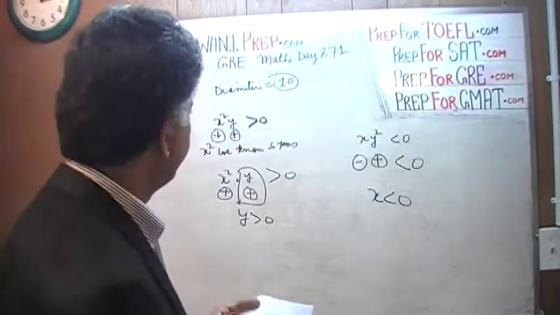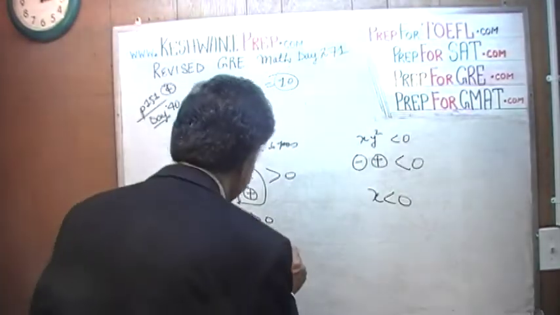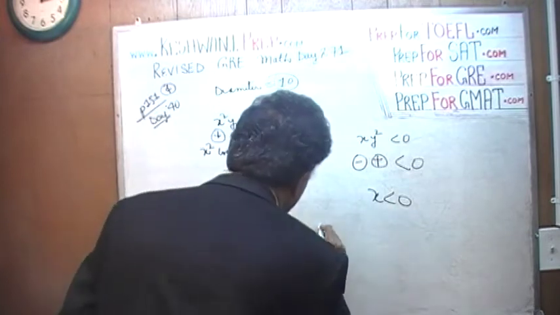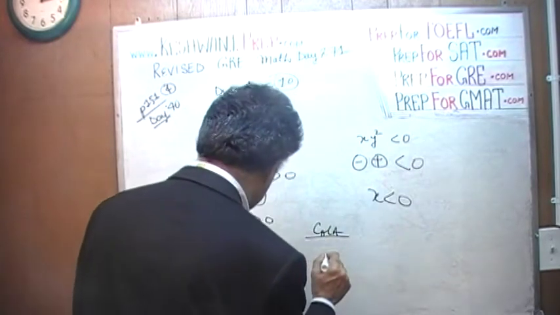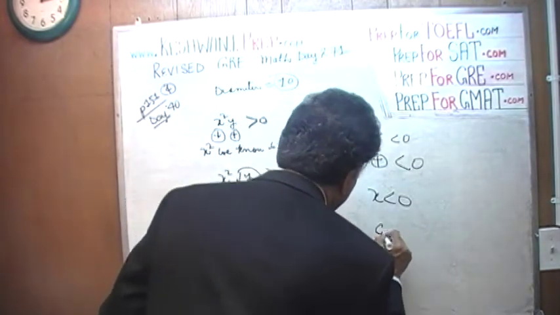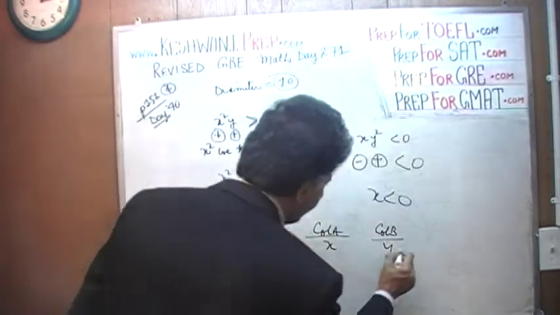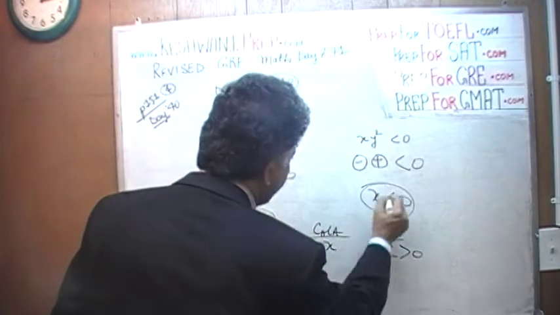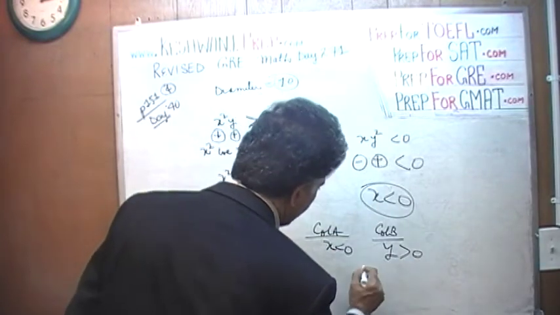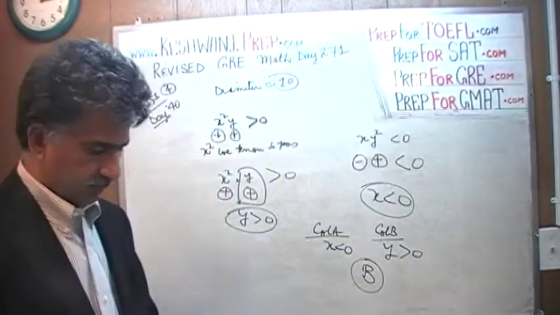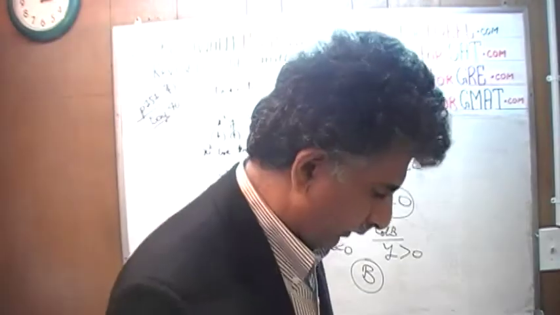In column A, we have x, and in column B, we have y. Y we know is positive, and x we know is negative. And therefore the positive quantity would be bigger, obviously. That's it. Let's move on then.